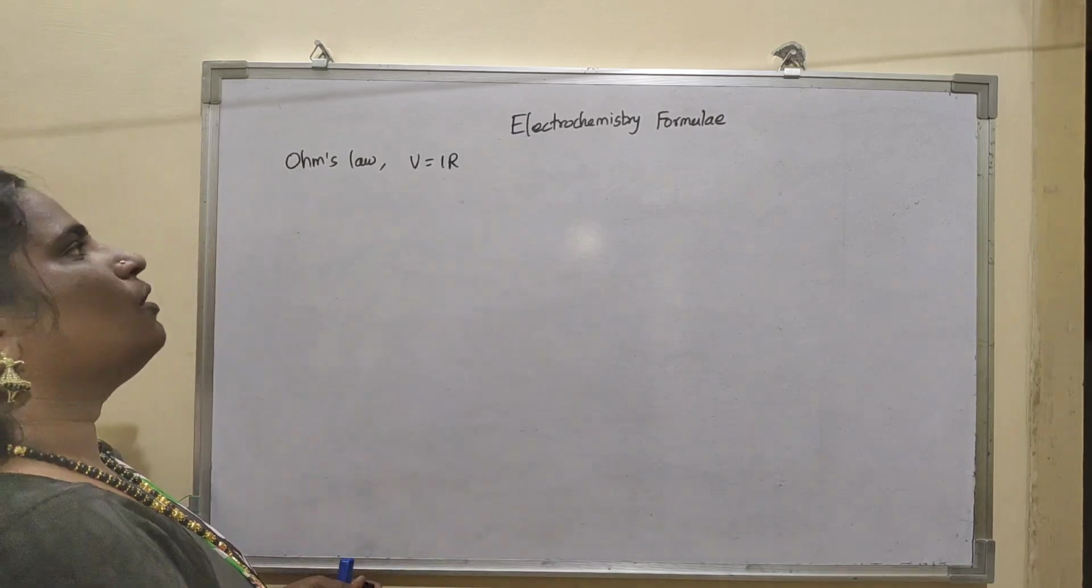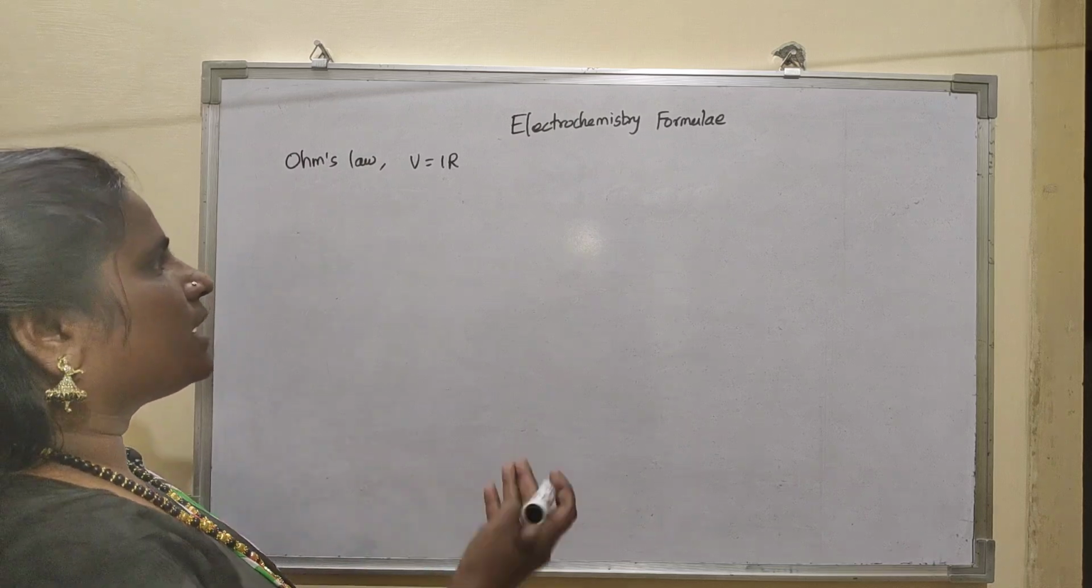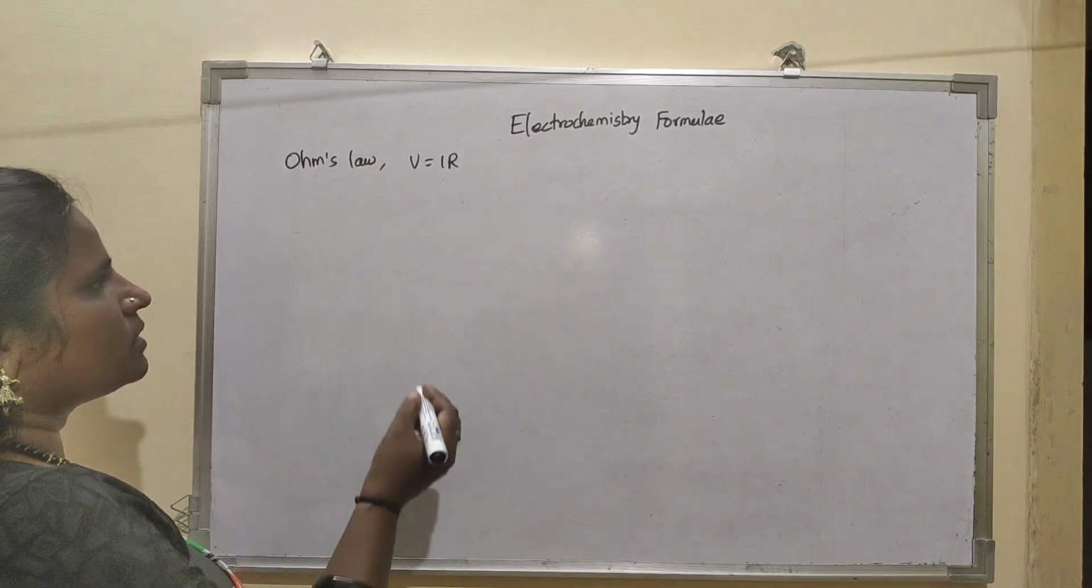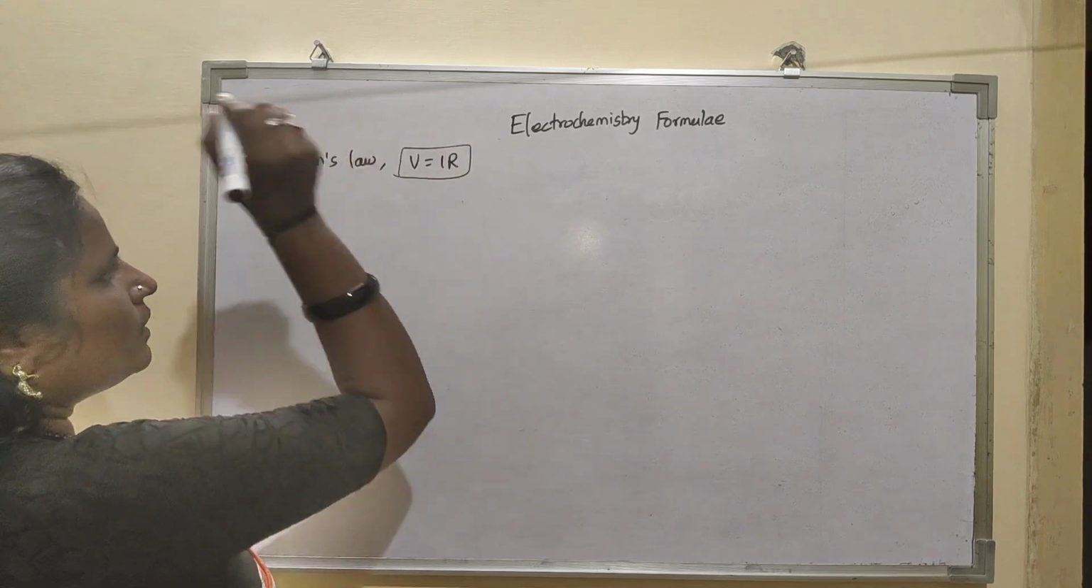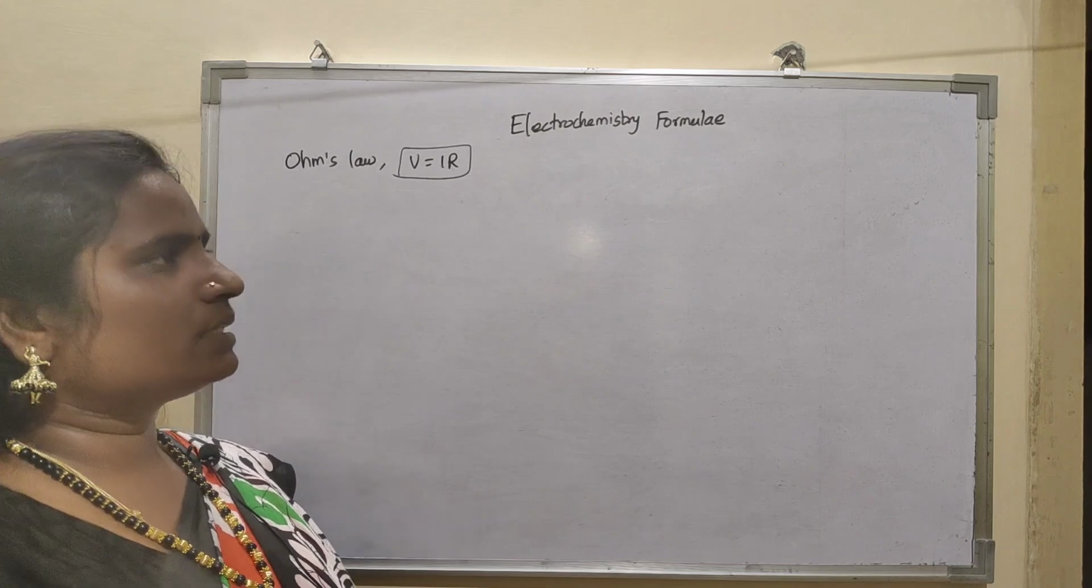So the first law is Ohm's law, where V equals IR, where V is the voltage, I is the current, R is the resistance. So this one we use for both the metallic conductors as well as the electrolytic conductors.